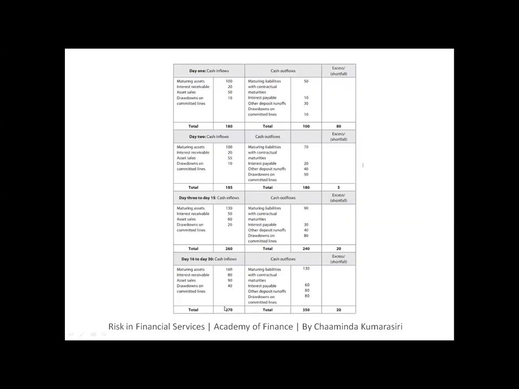So you can see an example here, right? The period: day 1, day 2, day 3 to day 15, day 16 to day 30. So you define what the buckets are. You can see on the left hand side, cash inflows, right hand side, cash outflows. You can see in each period whether there is an excess or shortage. So that helps the bank or the institution to figure out any shortages or any gaps in each area.